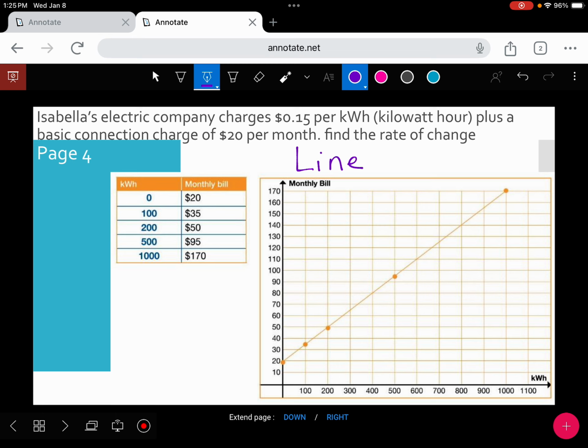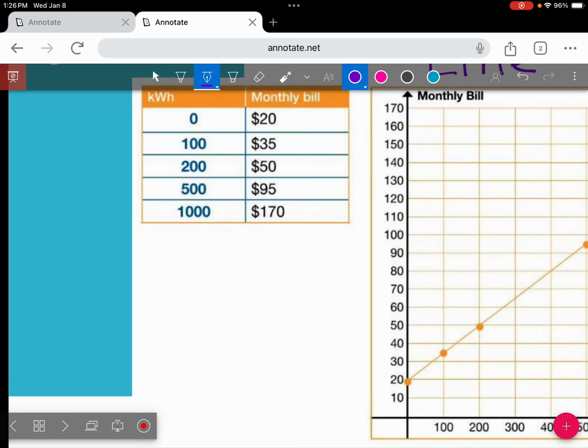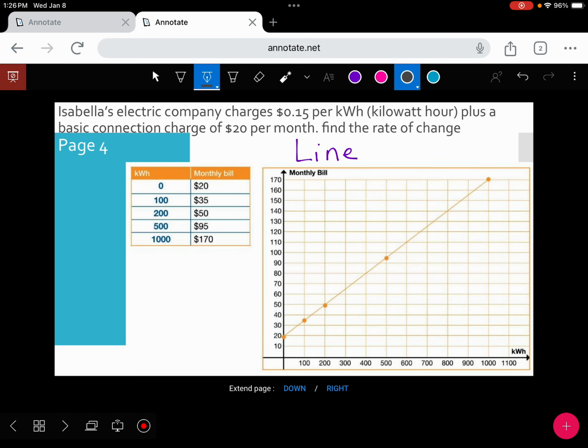So when I'm looking for the rate of change, what piece are we looking for in that line? Y over X. Mm-hmm. Which is called the slope. We're gonna look at slope. So starting out with things we know, we're gonna look at our slope. How do we find slope?